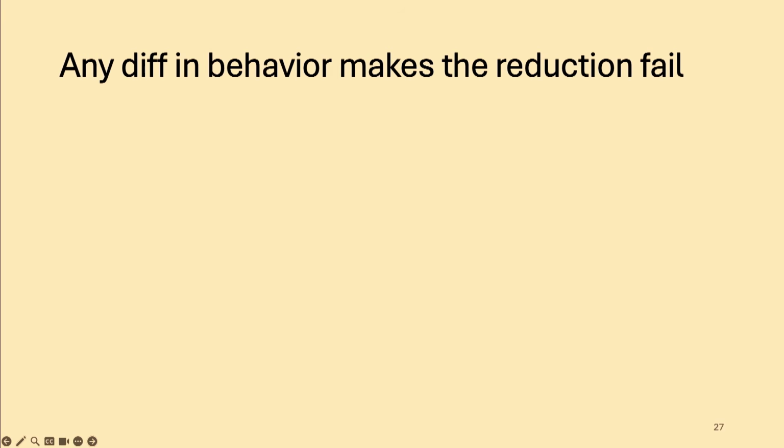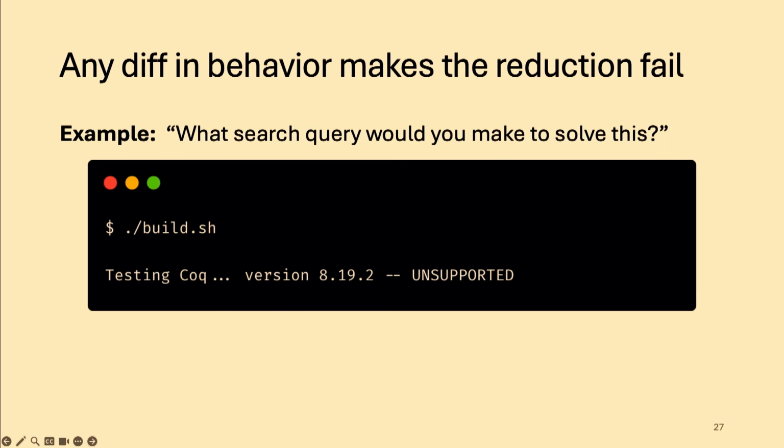And there's lots of ways, of course, in which humans and AI can differ in behavior. I started this talk by mentioning one of them. For example, you could ask either the human or the AI, here's a command you ran, what kind of search query would you make? If you get a search query with 20 terms in it, it's an AI, not a human.